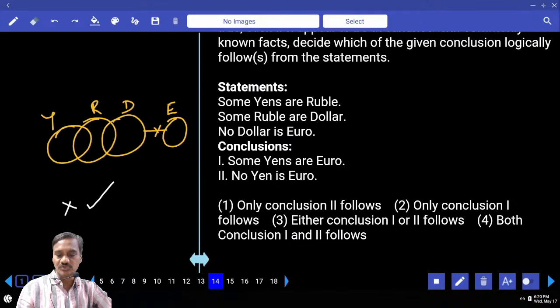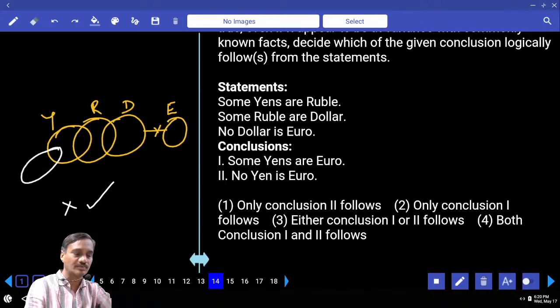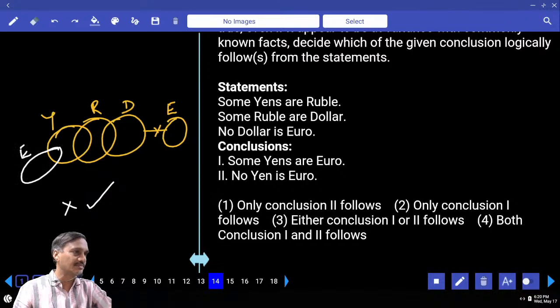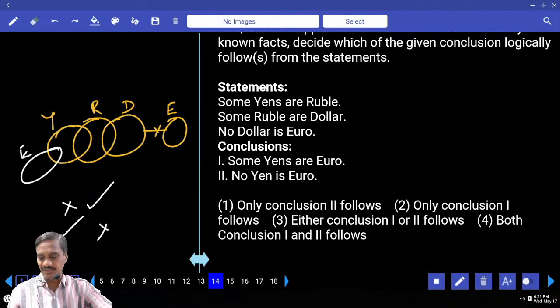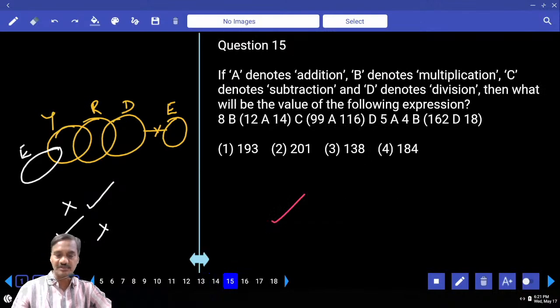As no N is euro, to make this one false, we now need to say some N's are euro. Some N are euro, and this is false, now this has become true. Hence, what is your answer? Either 1 or 2, choice 3, question 14.